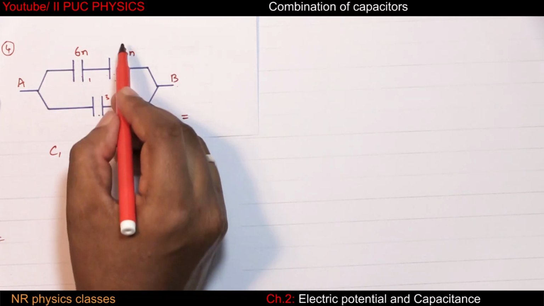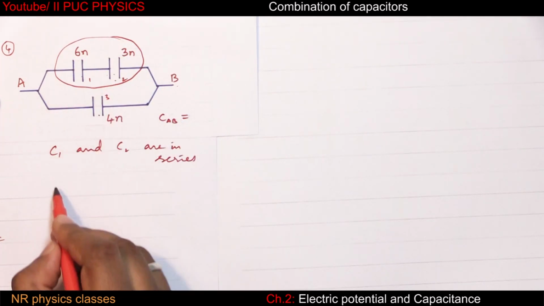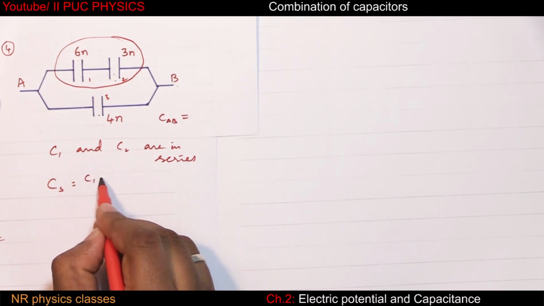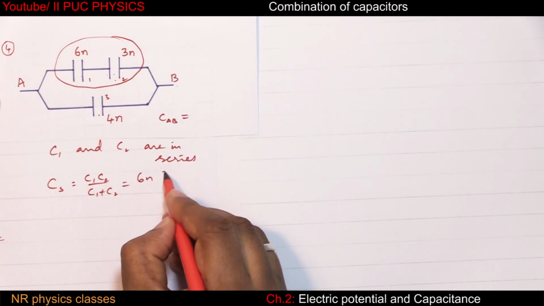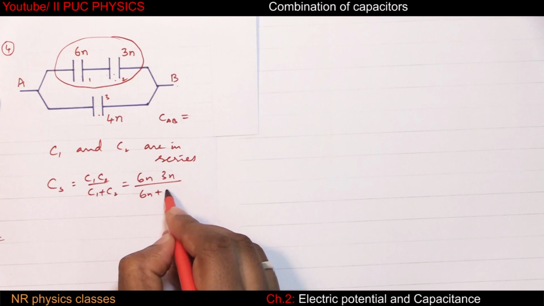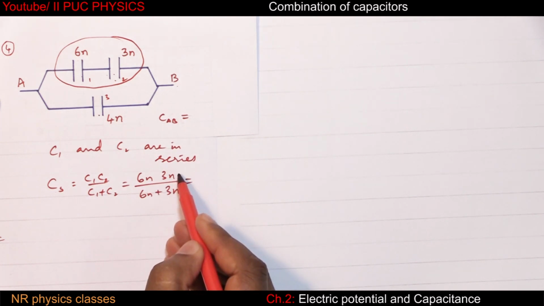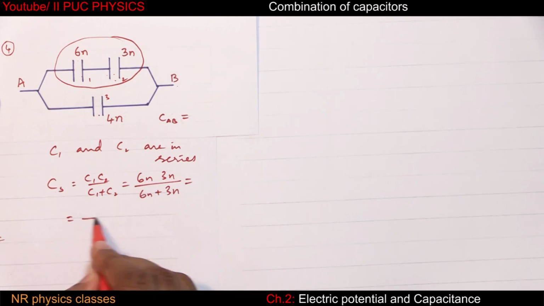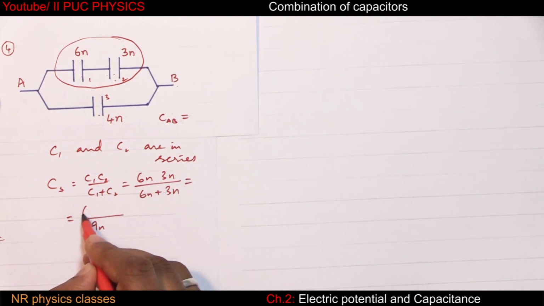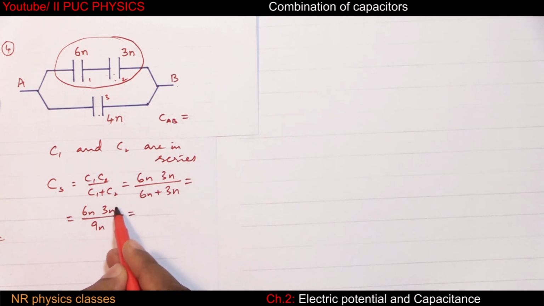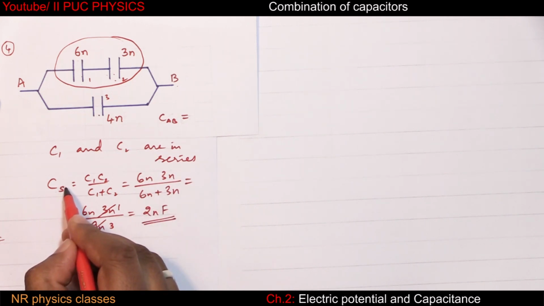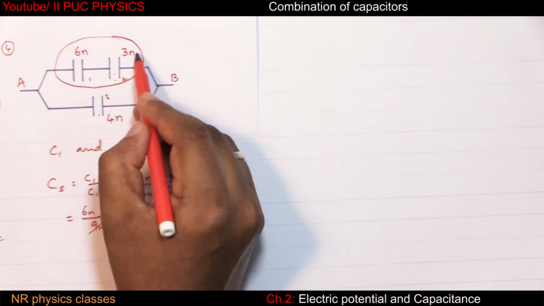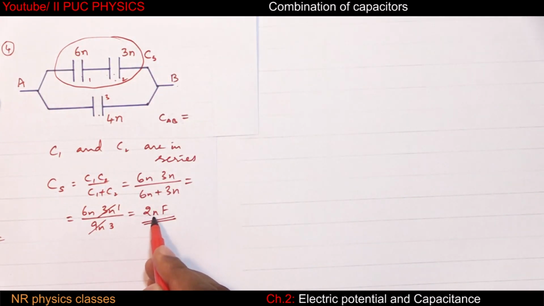C1 and C2 are in series, so instead of these two, we have CS equal to C1 C2 by C1 plus C2. C1 C2 means 6 nano times 3 nano by 6 nano plus 3 nano. Denominator is 9 nanofarad. Numerator 6 nano 3 nano. This 1 time, this 3 times. 6 by 3 is 2 nanofarad. So CS, that is the equivalent of these two, is 2 nanofarad.